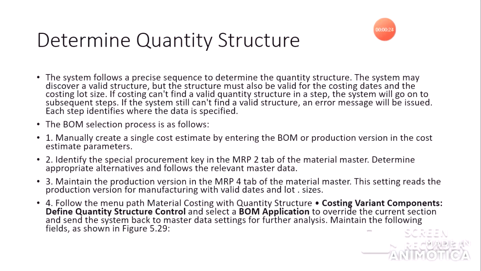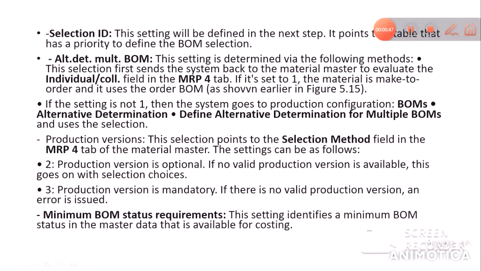Follow the menu path Material Costing with Quantity Structure, Costing Variant Components. Define quantity structure control and select a BOM application to override the current selection and send the system back to master data settings for further analysis. Maintain the following fields as shown in this figure. So it's like selection ID.